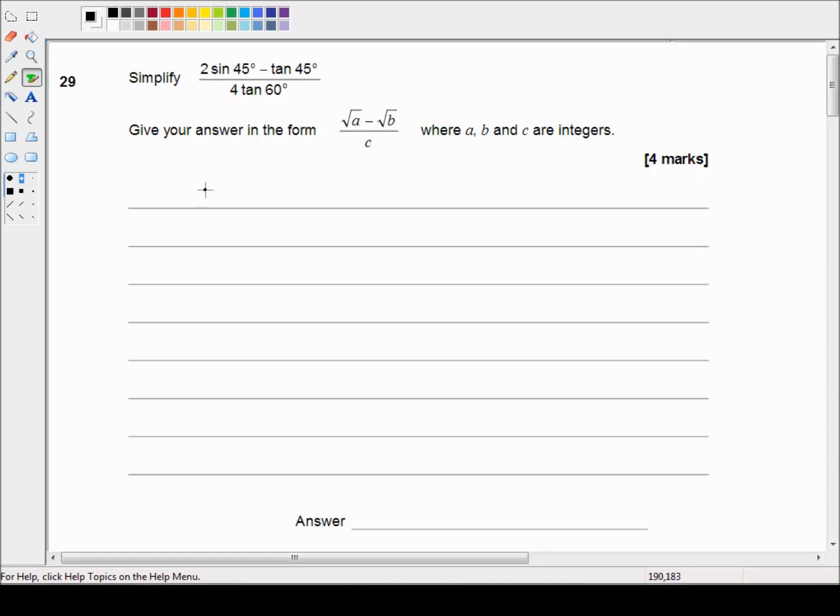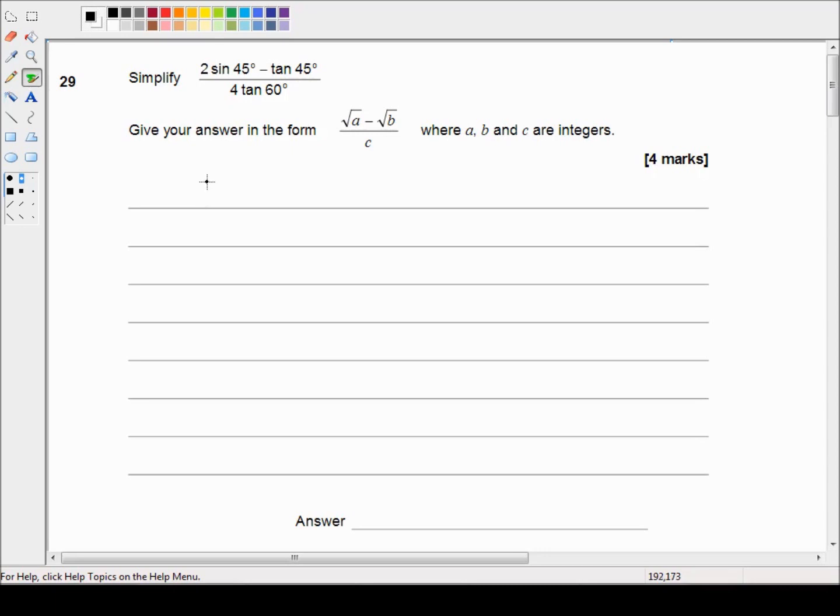And we're picking up in question 29, which reads: simplify 2 sine 45 degrees minus tan 45 degrees, all over 4 tan 60 degrees. Give your answer in the form root A minus root B all over C, where A, B and C are integers. And this is on a non-calculator paper. Okay, that's just enough to make you run out of the exam room screaming, I swear.